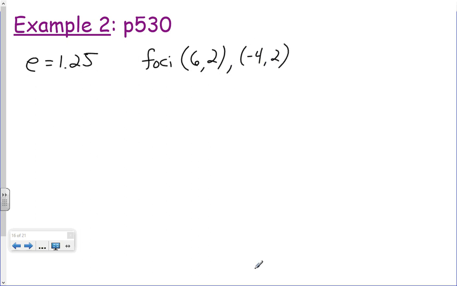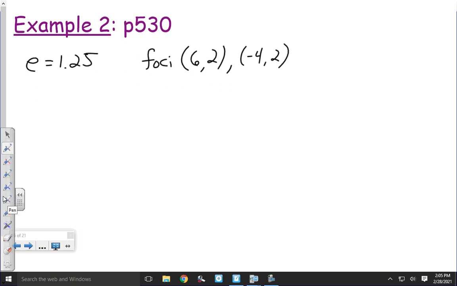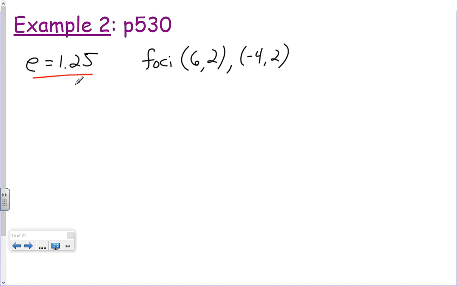So the first part of this is identify the conic. All right, so identifying the conic. Well, to identify the conic, look at the eccentricity. Since the eccentricity is greater than 1, this tells me it's a hyperbola. All right, so that's the first thing, I know that it's a hyperbola based on the fact that it's got an eccentricity that's greater than 1.